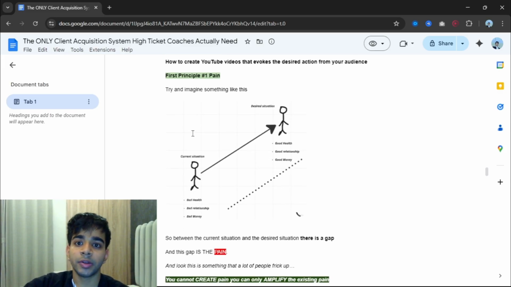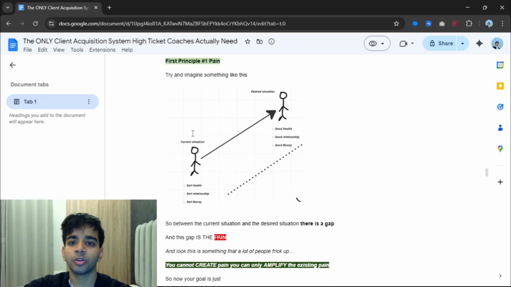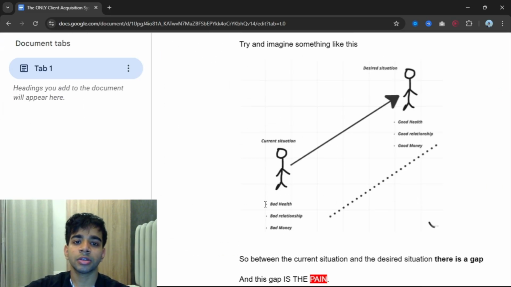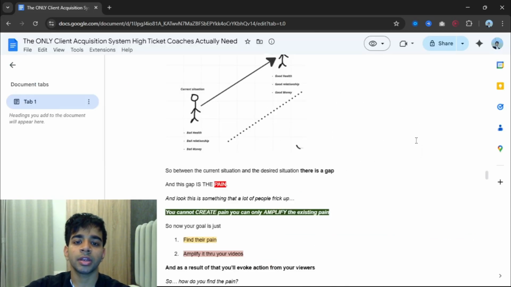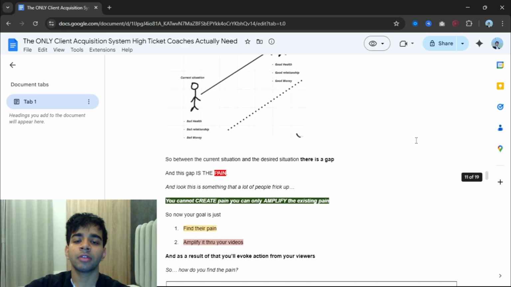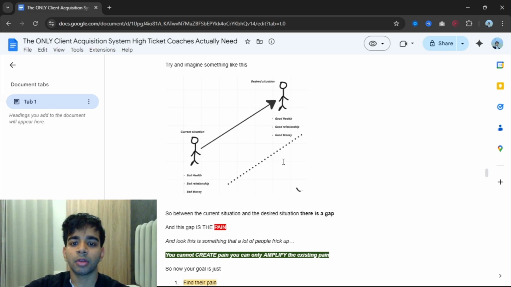This one is really, really, really important, I cannot put more emphasis on it, but try and imagine this. This is the current situation of the person in your niche with bad health, bad relationship, bad money. The 3 biggest areas people usually have problems with. Then we have their desired situation, which is good health, good relationship, good money. Between the current situation and the desired situation, there is a gap, as we can see.